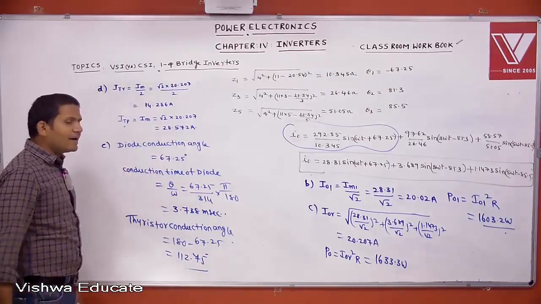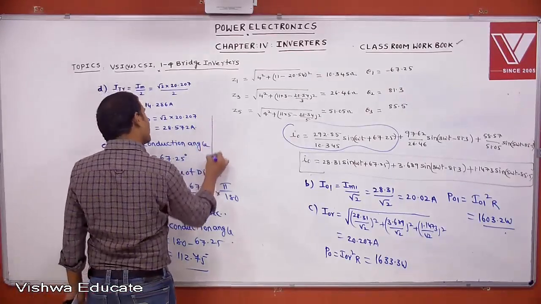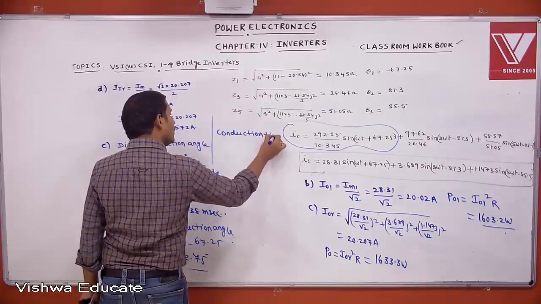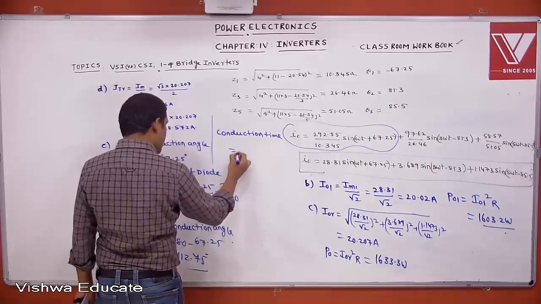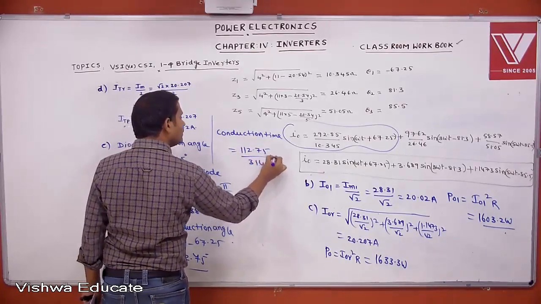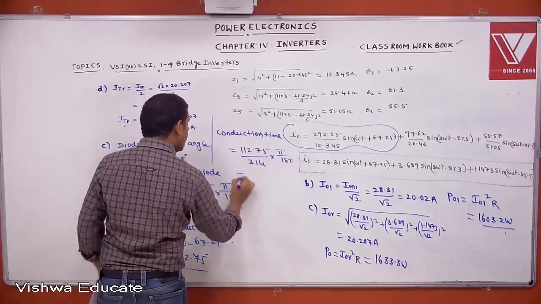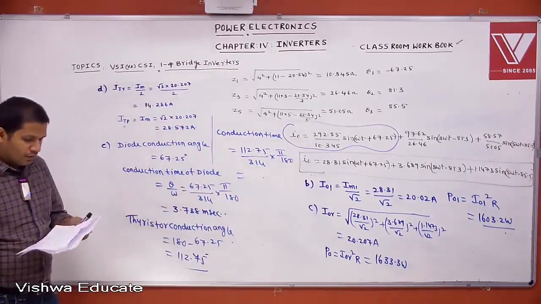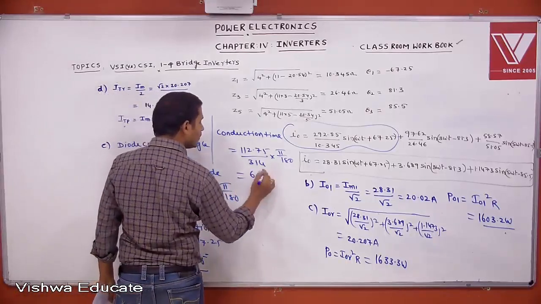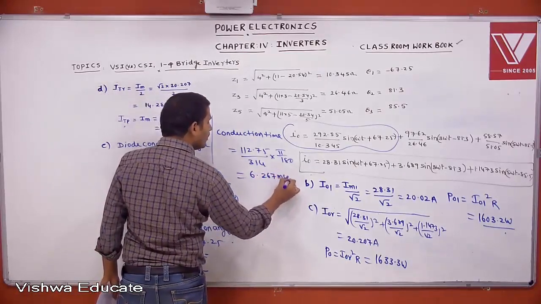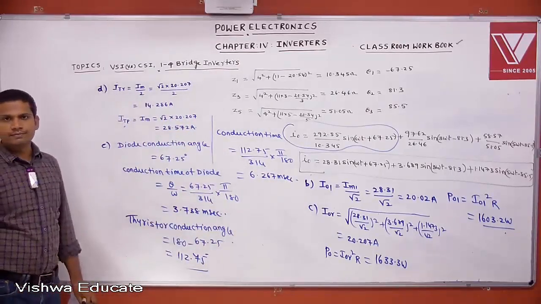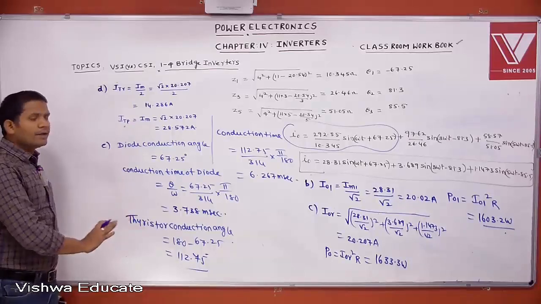Then what is the thyristor conduction time? Thyristor conduction time equals 112.75 by 314 into pi by 180. How much do you get? You simplify, 6.267 milliseconds. These are the models recovered. This totally completes question number 9.